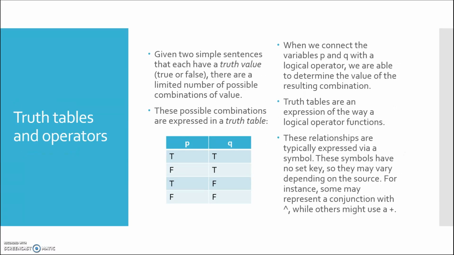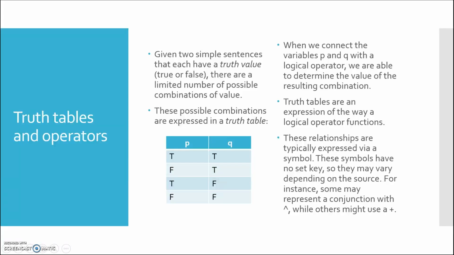In order to understand operators, we'll be using what we call truth tables. A truth table is an expression of all the possible combinations of truth values given the propositions contained therein. For instance, this truth table has the variables p and q. Each has a truth value of either true or false. There are 4 possible outcomes. This table shows all the possible combinations of p and q depending on what their truth value would be.